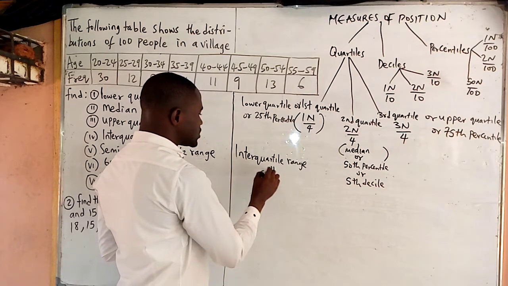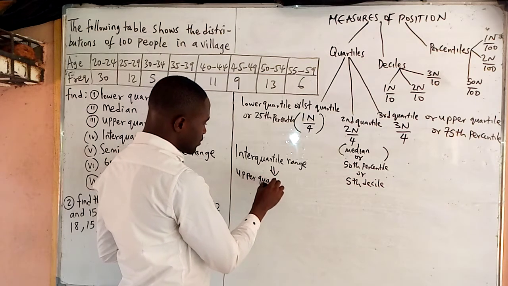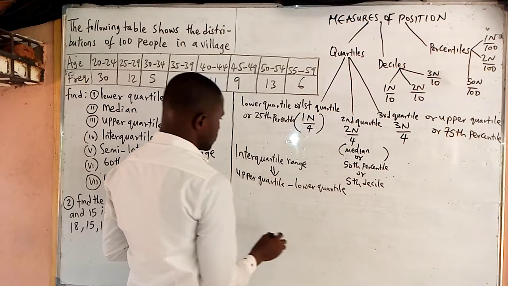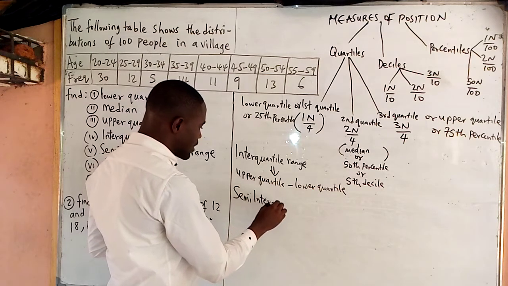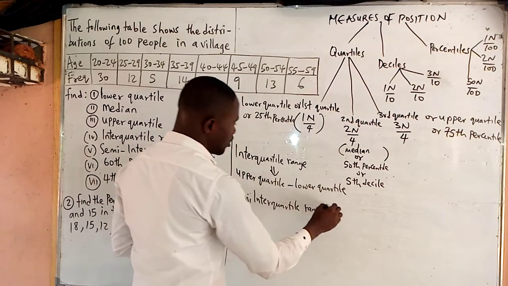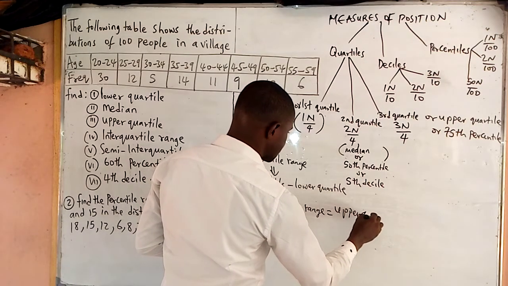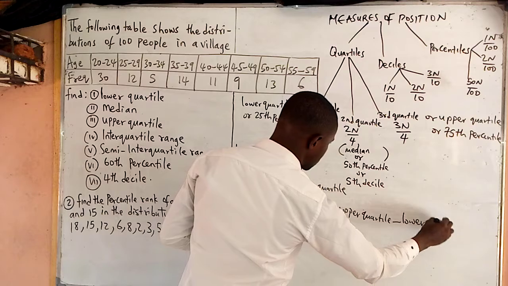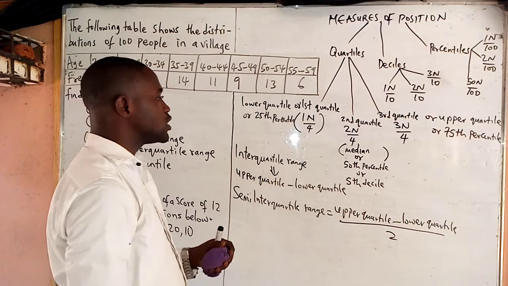Now, interquartile range simply means upper quartile minus lower quartile. Okay? Then semi-interquartile range simply means upper quartile minus lower quartile all over 2. So these are important points we need to know.